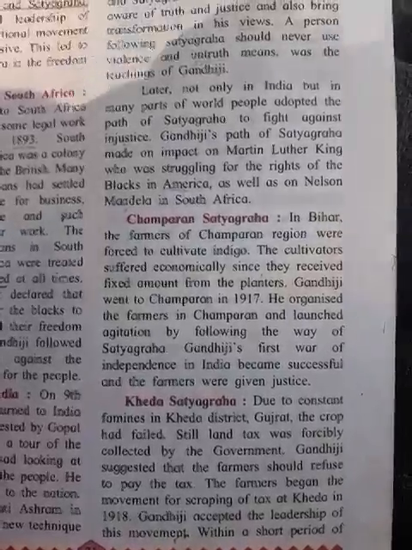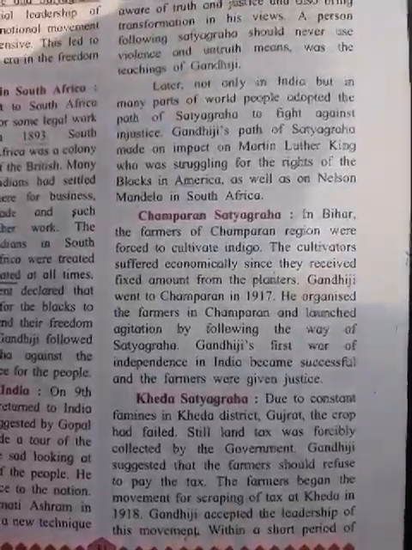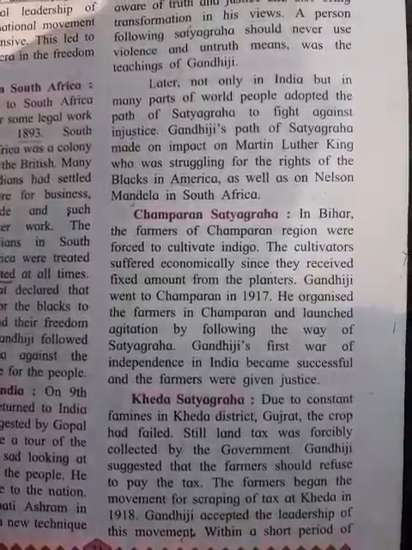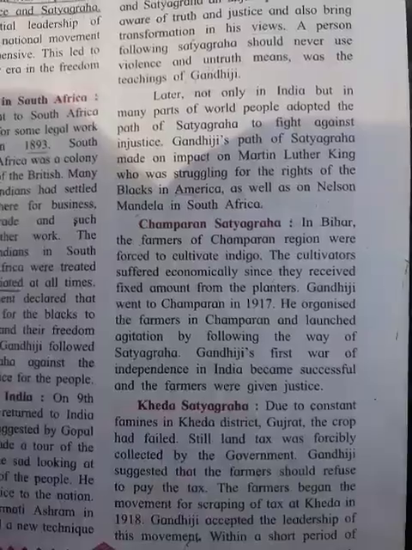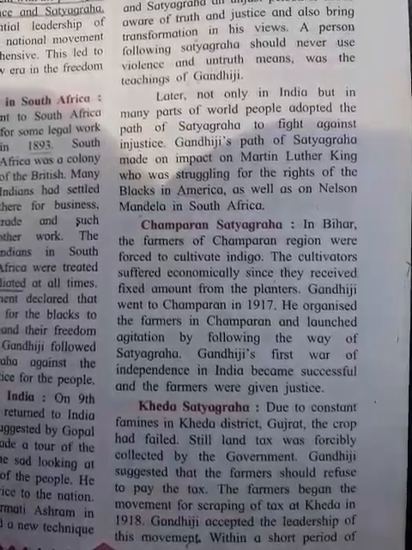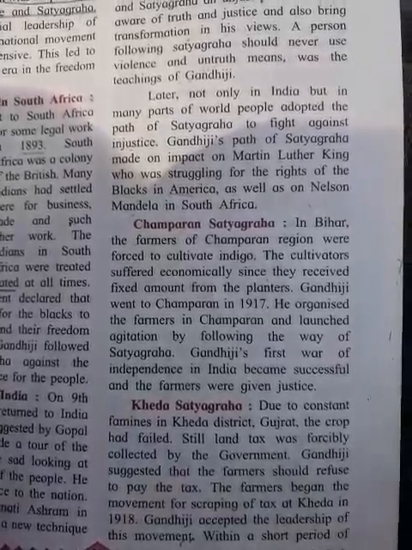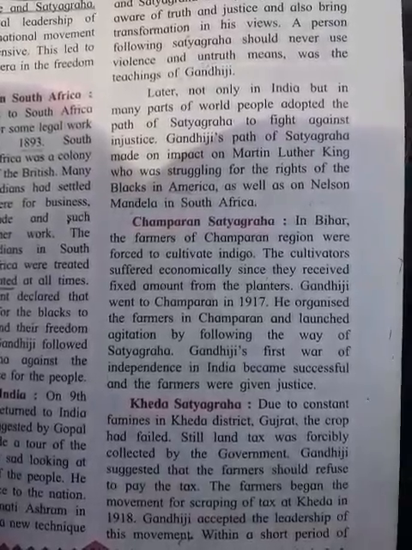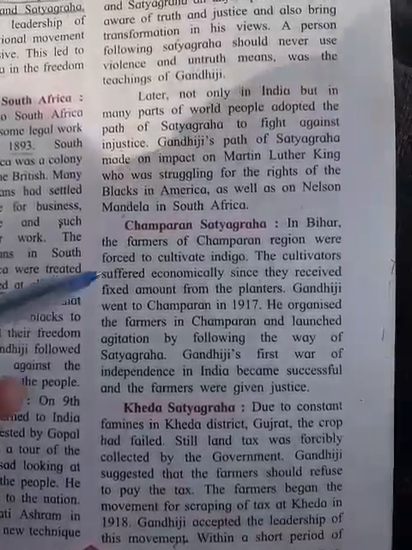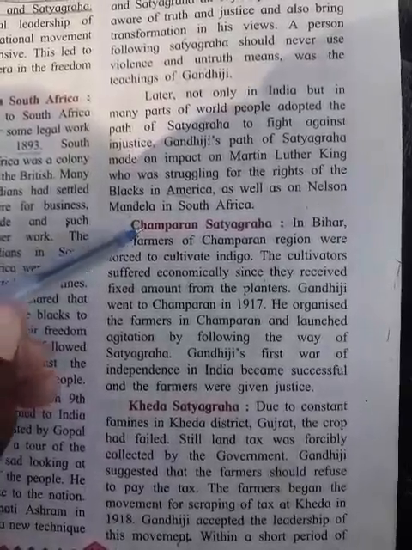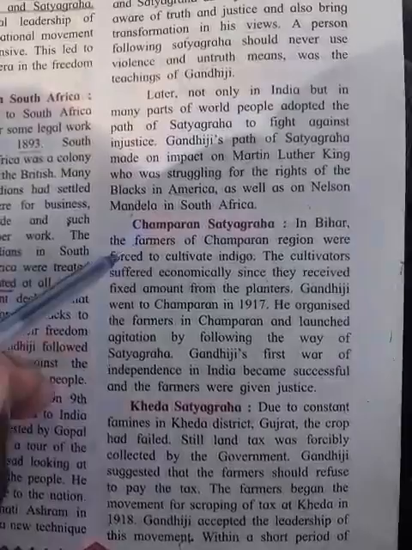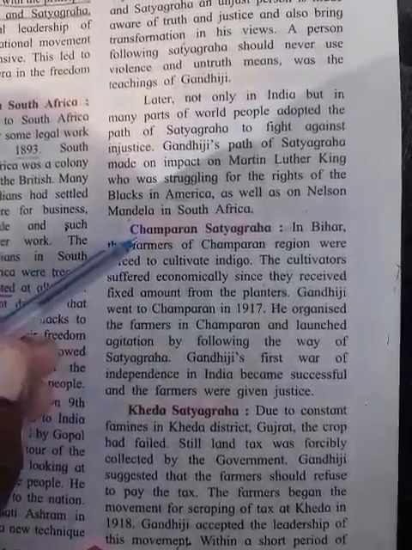Dear students, in the last videos we have learned about the role of Gandhiji in South Africa. We also have learned how Gandhiji arrived in India, and we learned about the philosophy of Satyagraha. Now today we will learn about the Champaran Satyagraha. Champaran is the name of a place.